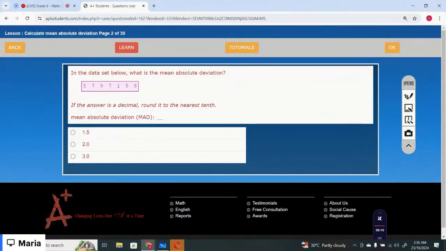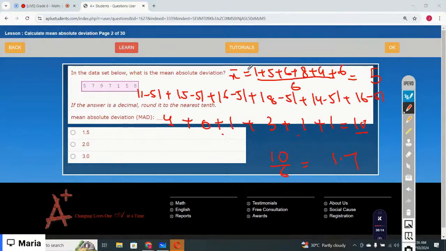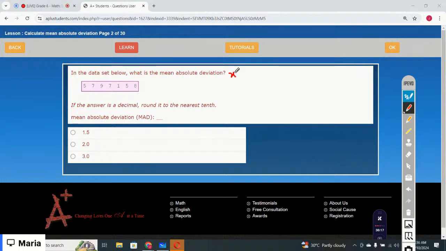In the dataset below, what is the mean absolute deviation? Let's just calculate for this one, right? The first thing is you need to calculate the mean. 5 plus 7 plus 9 plus 1 plus 5 plus 8, 1, 2, 3, 4, 5, 6, 7, divided by the 7.